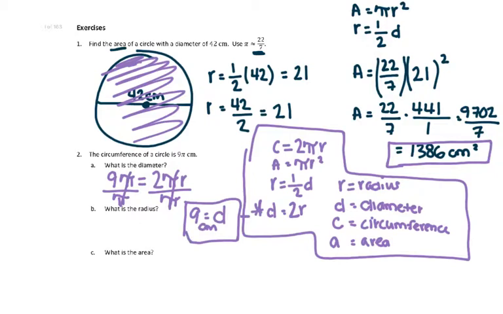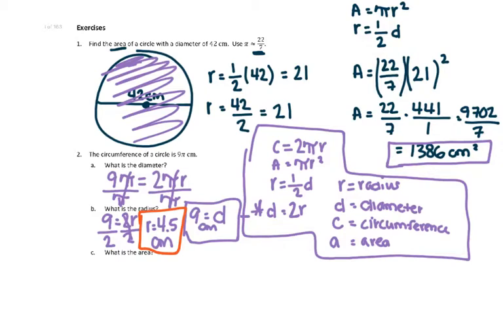So now they ask us, what is the radius? So now I'm going to go back to that equation that I just had, which is 9 equals 2r. And I'm going to divide both sides of my equation by 2 because I'm trying to get r all by itself. And I find that my radius is 4.5 centimeters. Remember, we're always carrying with us those units. So my radius is 4.5 centimeters.